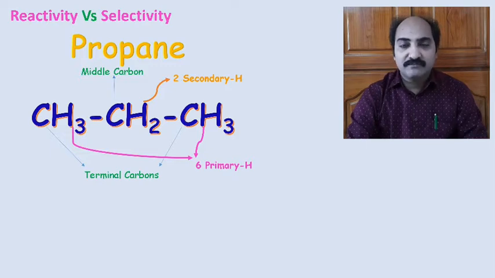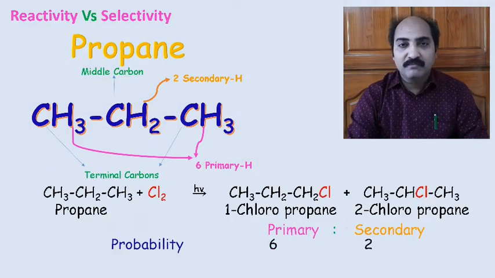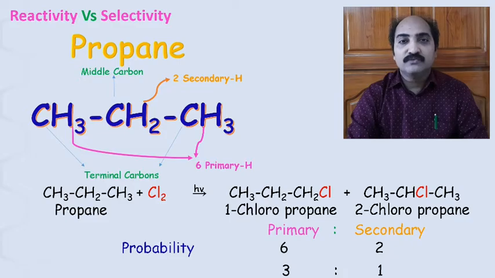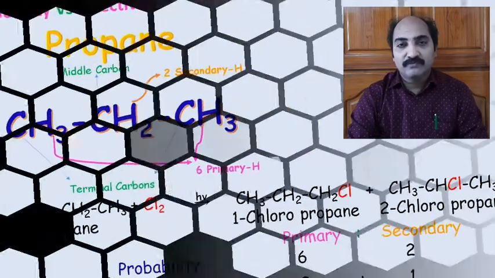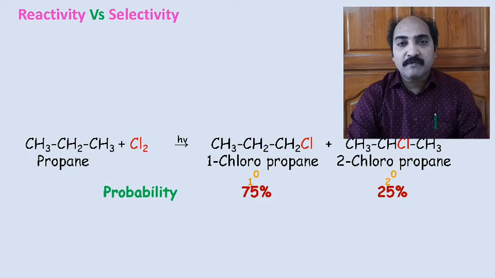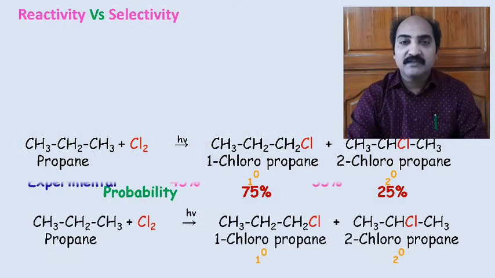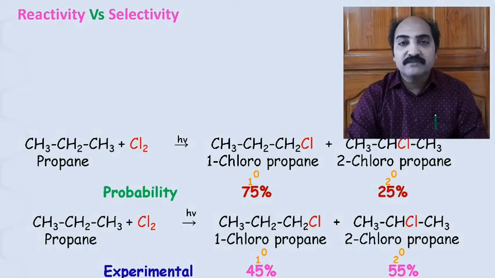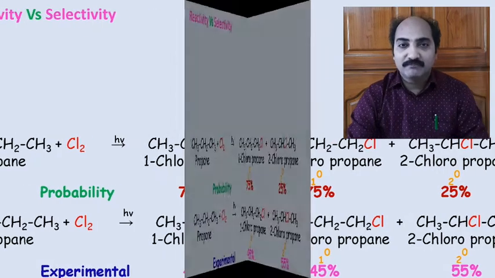So totally there are 6 primary hydrogens and 2 secondary hydrogens. If all these hydrogen atoms have the same reactivity, then according to probability, we expect the product formation in the ratio 3:1. That is, primary product should be formed to the tune of 75%, and secondary product should be formed to the tune of only 25%. But experimental results are observed to be very different. Experimentally, we observed 55% of secondary product, namely 2-chloropropane, and only 45% of 1-chloropropane primary product.